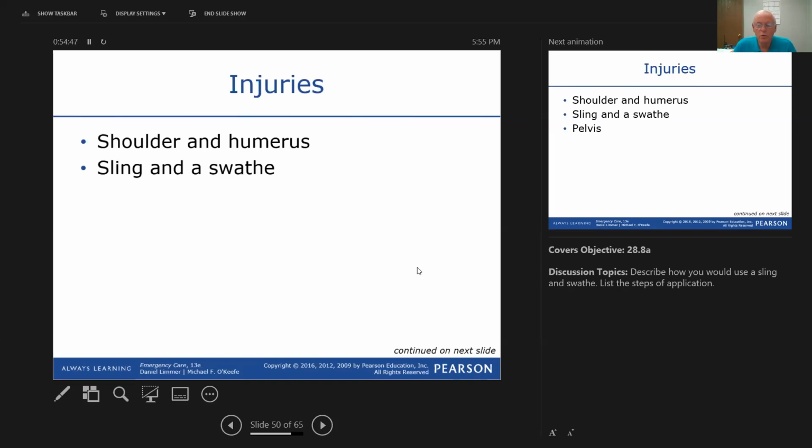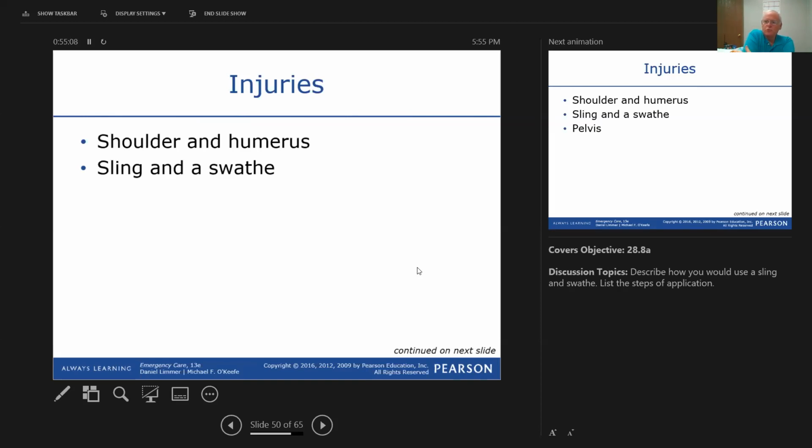You're going to immobilize them. And we use a sling and a swath. So if it's a shoulder, we're going to put them in a sling. So that's going to hold their elbow still. And then we're going to put a swath all the way around them to keep their shoulder from moving. So that immobilizes the site, the shoulder, and the joint below, the elbow.